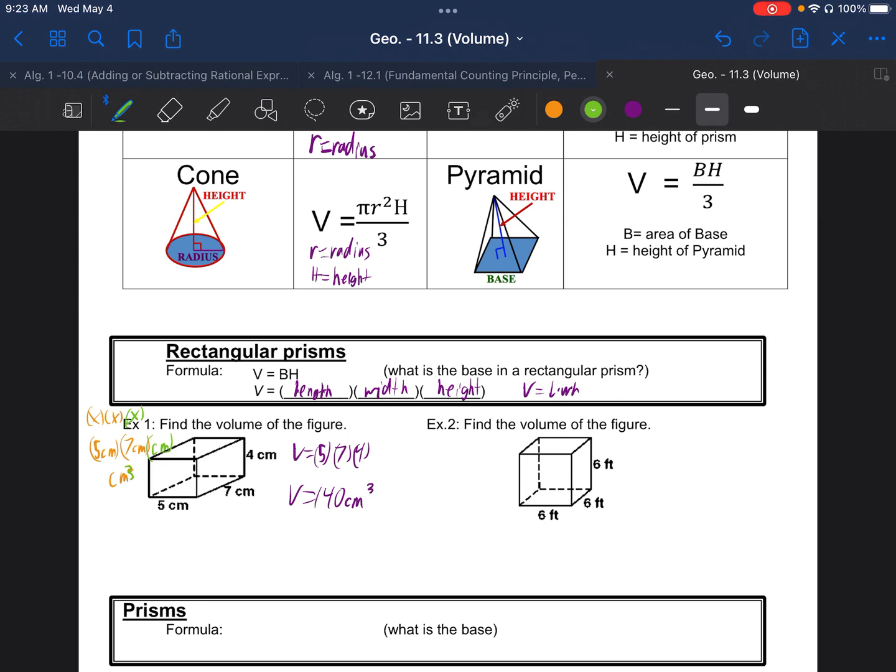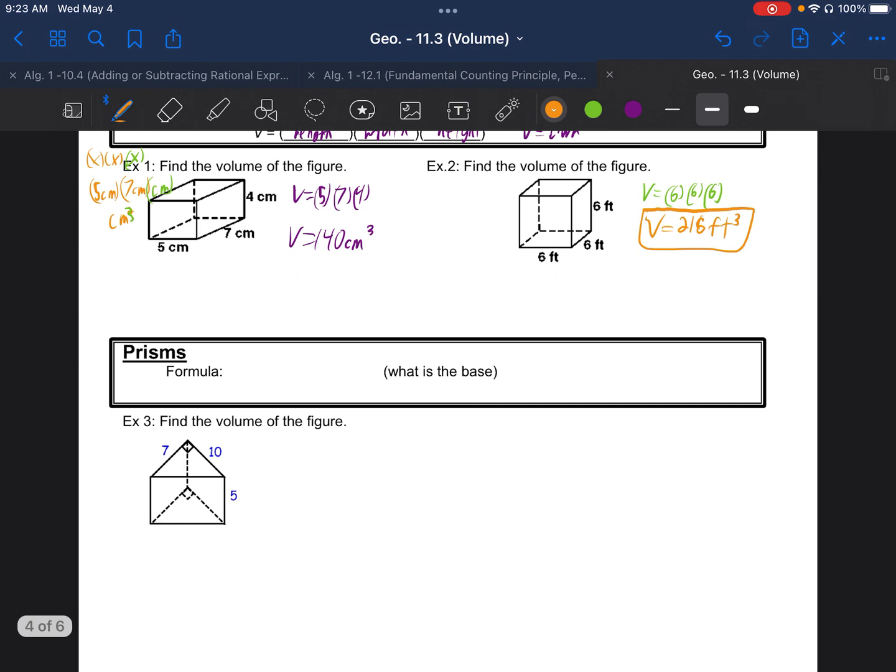On number 2, the volume of this rectangular prism. Once again, length times width times height, they're all the same. So you do 6 times 6 times 6, or 6 cubed, and so our volume ends up being 216 cubic feet. We don't say cubed feet, but we say cubic feet.